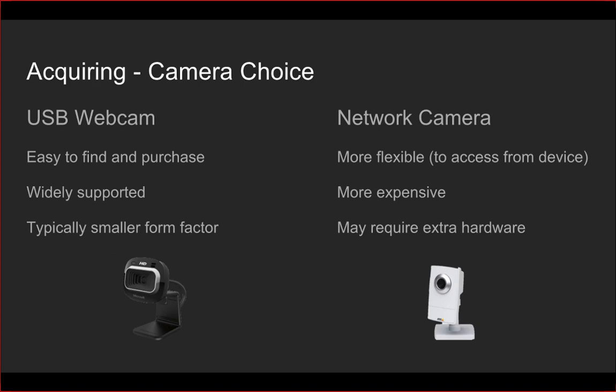But they're also typically more expensive and might require extra hardware. That extra hardware being they need their own dedicated power supply a lot of the time. And you may also require a network switch to be able to use it and your coprocessor together at the same time, since a Robo Rio needs to have its own dedicated port on the wireless router.